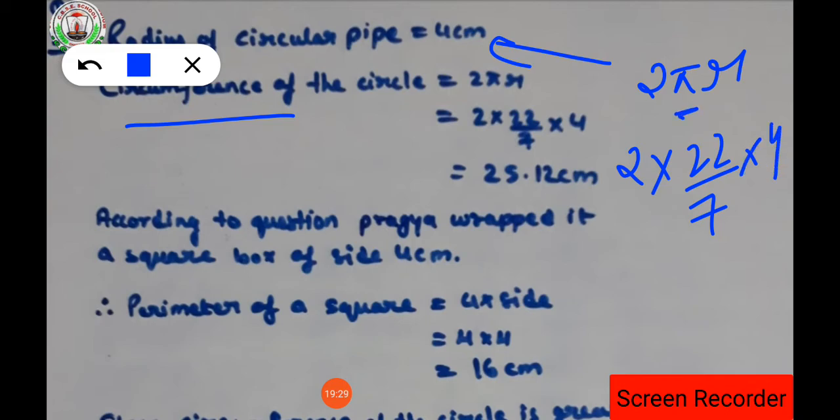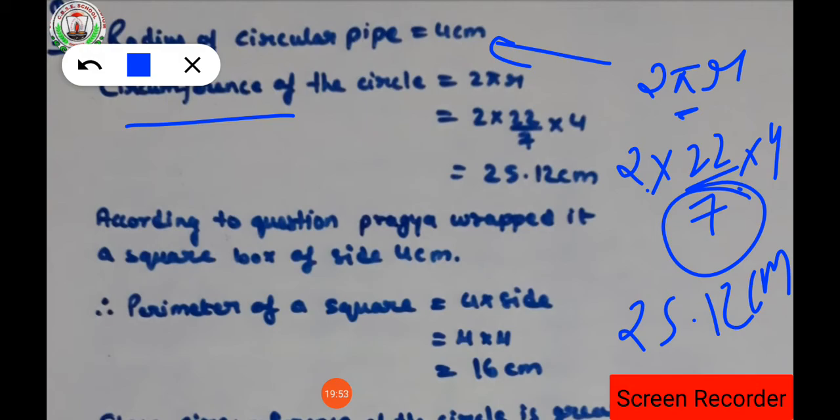So the pi value we should remember. Now multiplying 2 into 22, it will be 44. Then this 44 will be multiplied with 4, and that answer will be divided by 7 in order to get 25.12 centimeter.